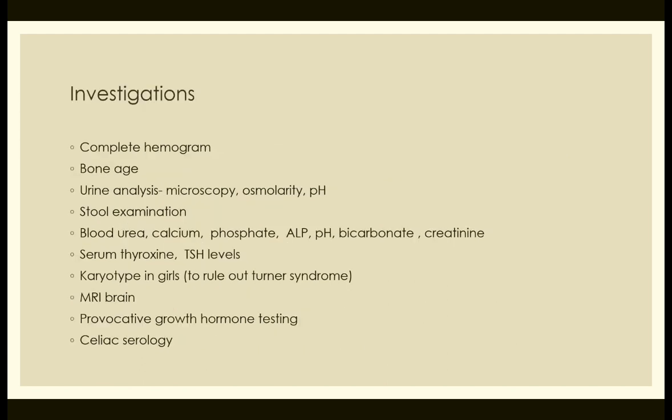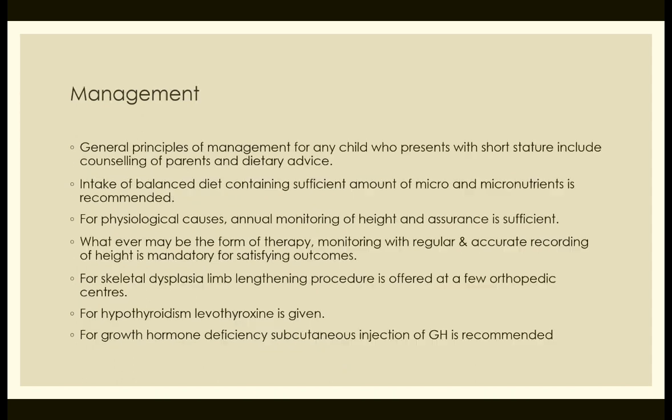The investigations done in case of short stature are complete hemogram, bone age, urine analysis, microscopy, osmolarity and pH, and stool examination, blood urea, calcium, phosphate and alkaline phosphatase, pH of the blood, bicarbonate and creatinine levels. Serum thyroxine and TSH levels are to be investigated. Karyotype in girls is done to rule out Turner syndrome. MRI brain, provocative growth hormone testing and celiac serology.